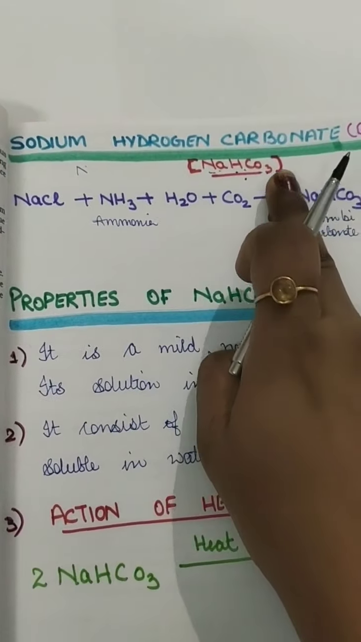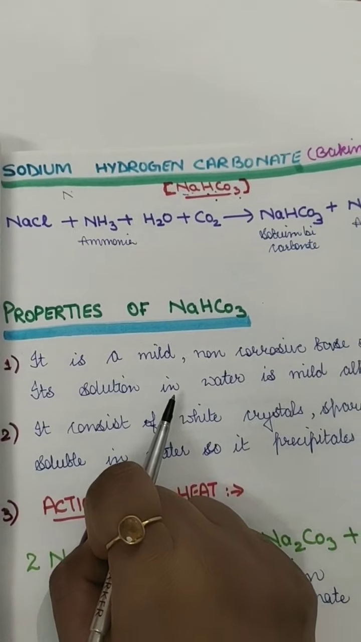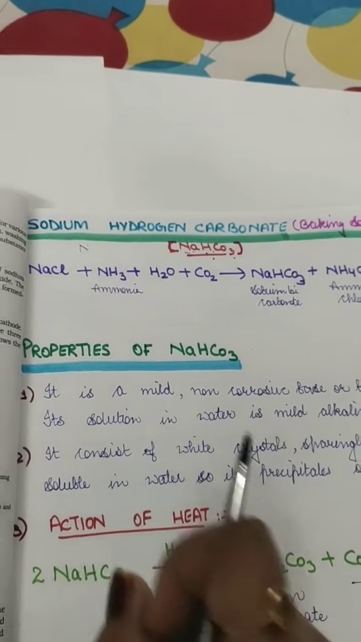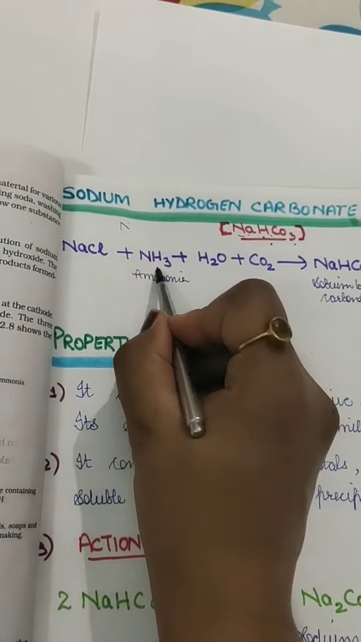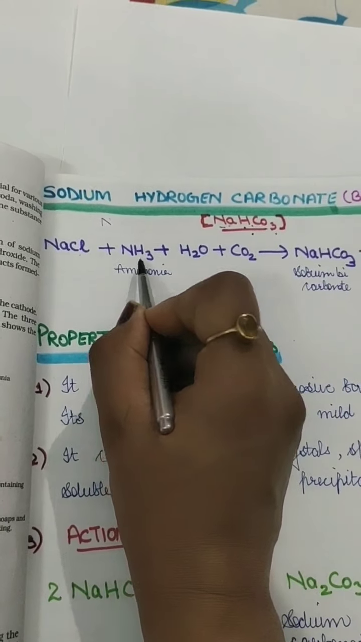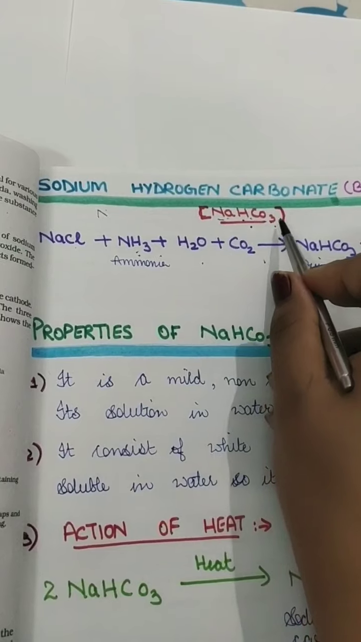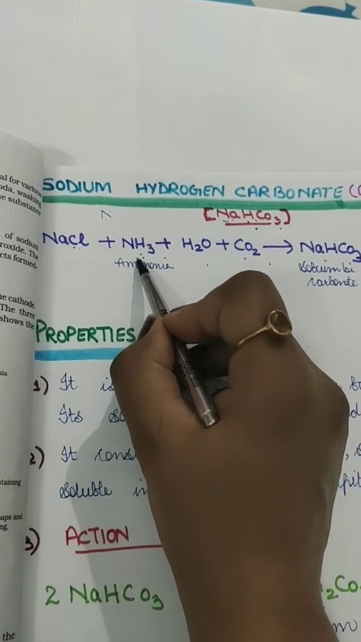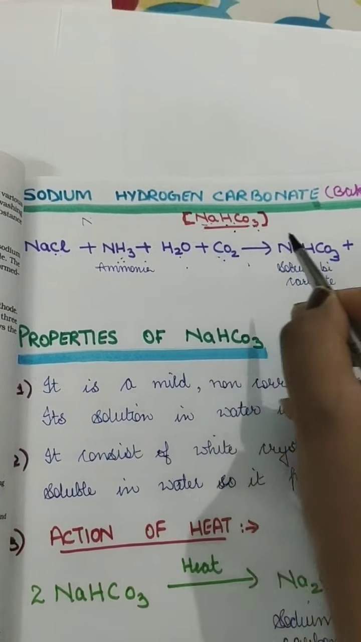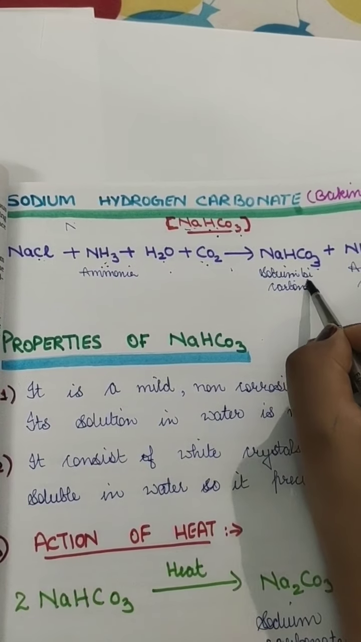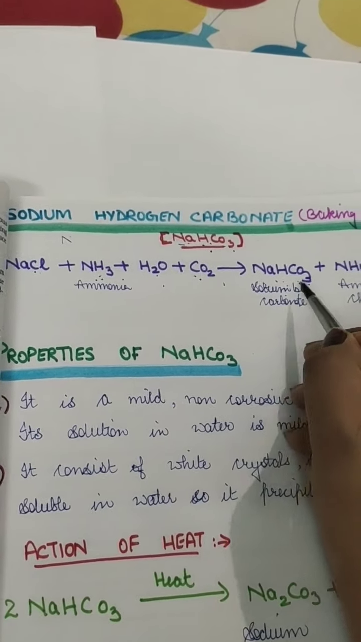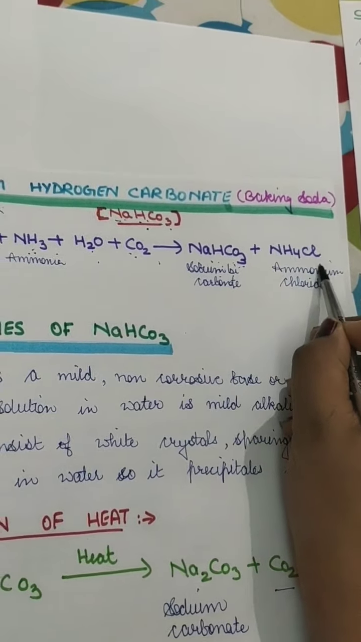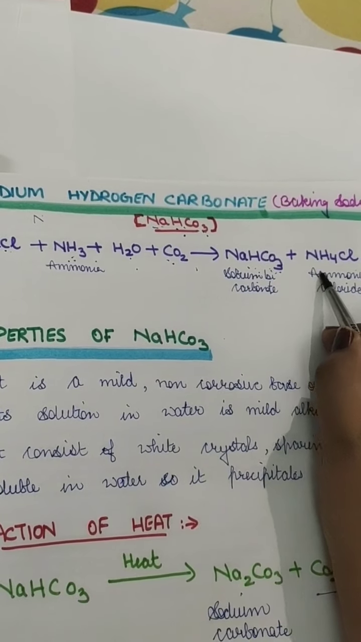To make this, we again need sodium chloride, common salt, and along with this we will need some ammonia. So when NaCl reacts with ammonia along with water and CO2, because here in the formula there is CO2, we will also require CO2 gas. So sodium chloride plus ammonia plus water plus CO2 gives sodium hydrogen carbonate or sodium bicarbonate, NaHCO3. Along with this we will also get another thing, ammonium chloride, NH4Cl.